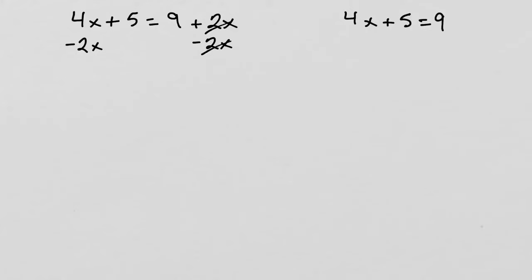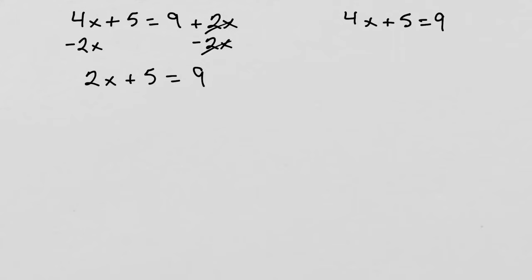Now, 4x minus 2x is 2x. So we have 2x plus 5 equals 9. We now have a familiar two-step equation, which you should be able to solve if you've watched our previous videos. But let's go over it.